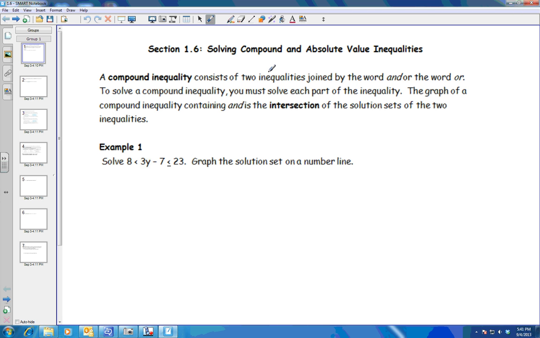To solve a compound inequality, you must solve each part of the inequality. The graph of a compound inequality containing and is the intersection of the solution sets of the two inequalities. So we're going to see what that looks like. Here's example one. This is a compound inequality, and it looks different than our other ones because I have two inequality signs. I'm going to write it out a little bigger: 8 is less than 3y minus 7 is less than or equal to 23.